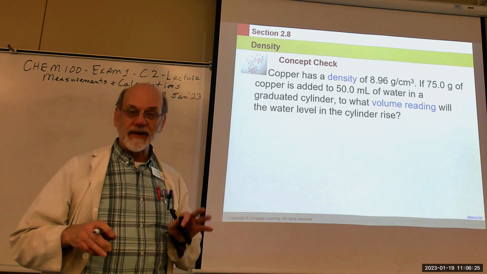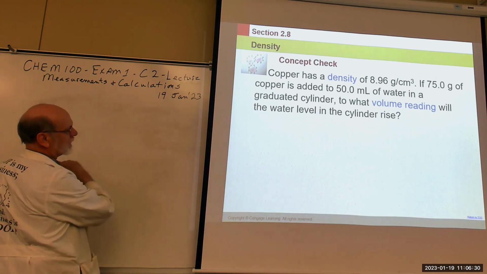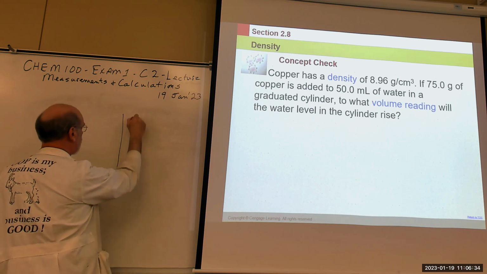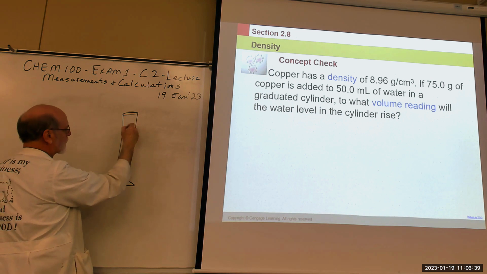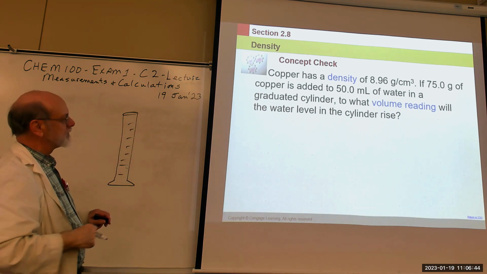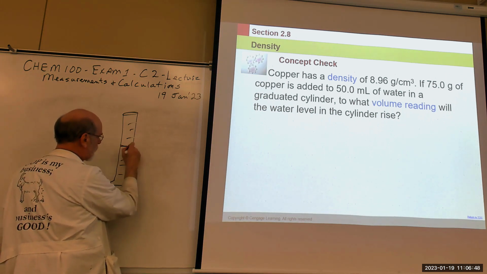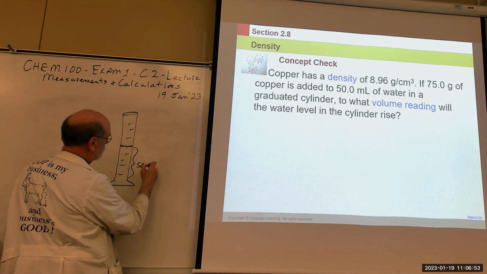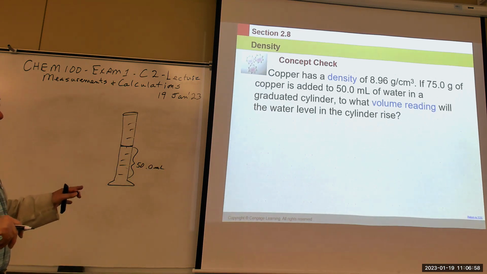Okay, this is a more complex problem. Sometimes it helps to draw pictures. So let's draw a picture. Graduated cylinder, right? Like that. Okay, and it's got markings on it, right? Volumes. And 75 grams of copper is added to 50 milliliters of water. So let's say we have 50 milliliters of water already in here. That's where we start.